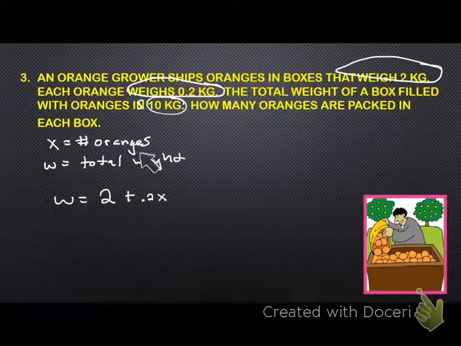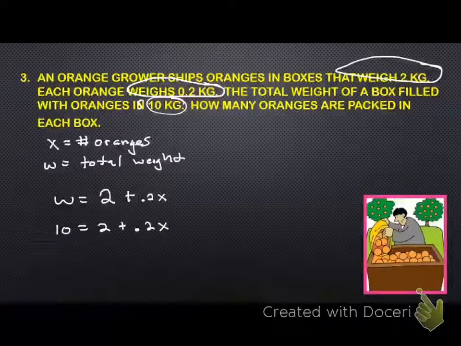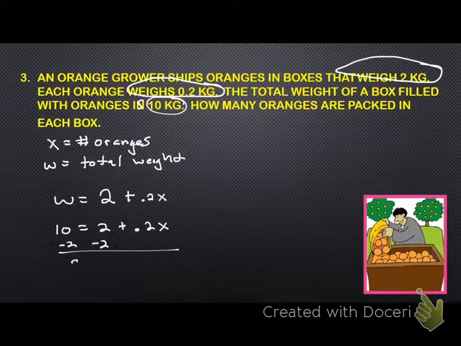This is how it fits. And then I told you, what does a full box weigh? 10. 10 is the total weight. 10 equals 2 plus 0.2 kilograms times the number of oranges. All right. Let's stop. Would you guys agree this is easy algebra from here? Yes. What are you going to do? You're going to subtract 2 and then divide by 0.2.